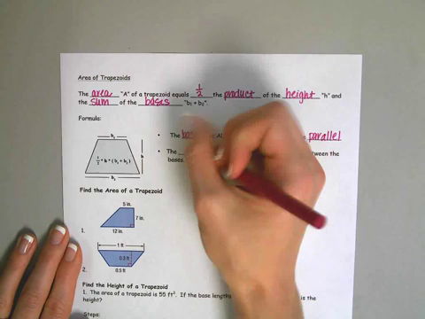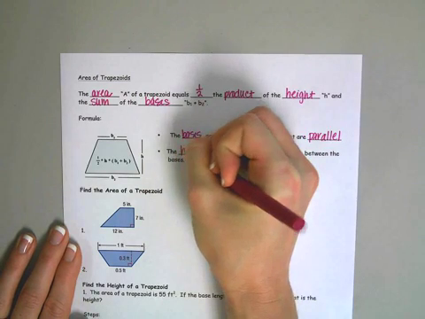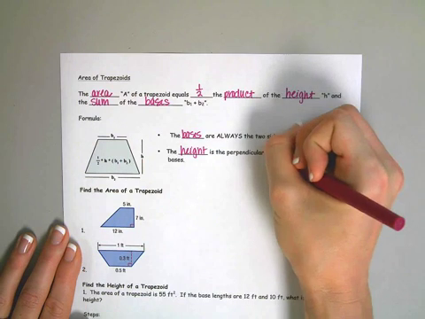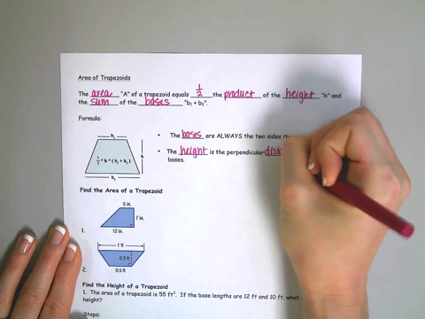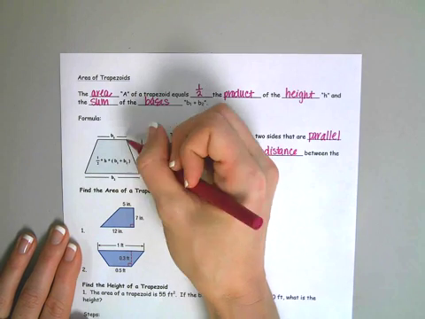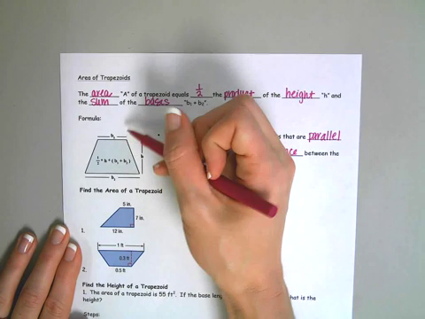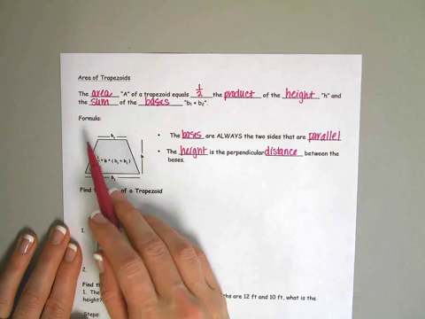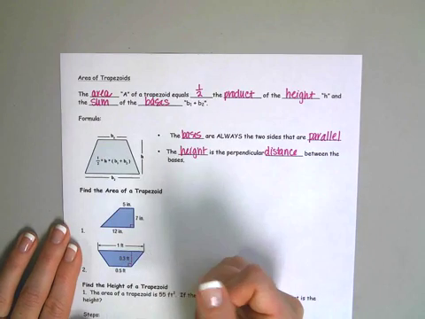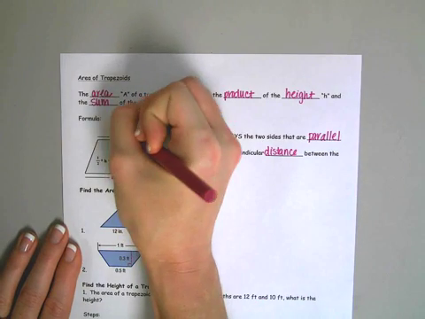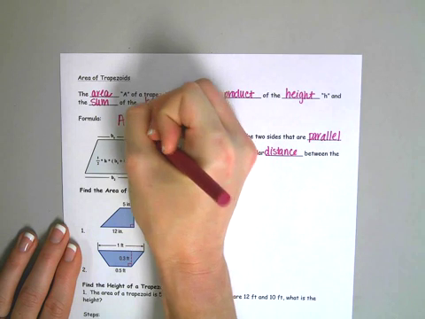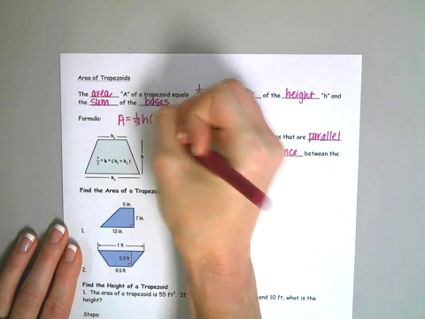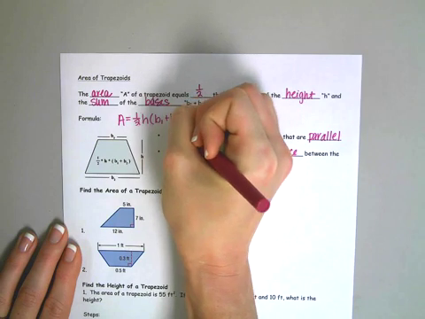Okay, the height of the trapezoid is always the perpendicular distance between the bases. It's always the distance between those two parallel bases. The formula that we use to find the area of a trapezoid is area equals 1/2 of the height times base 1 plus base 2.